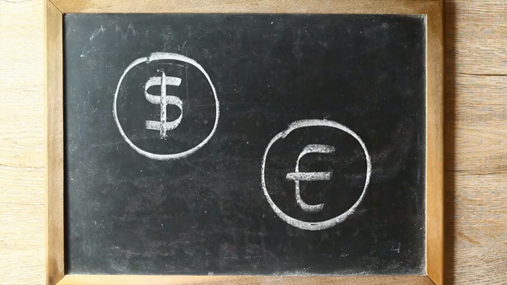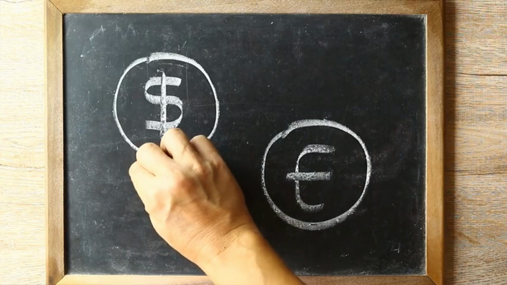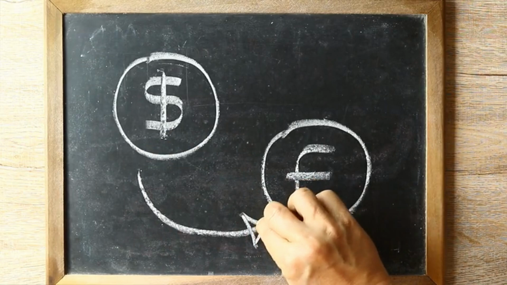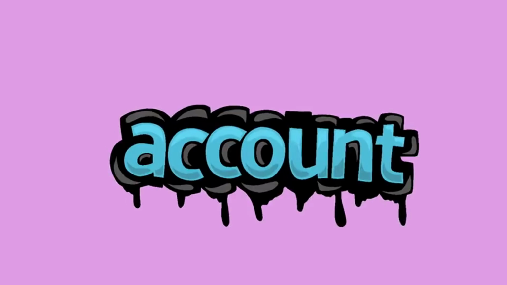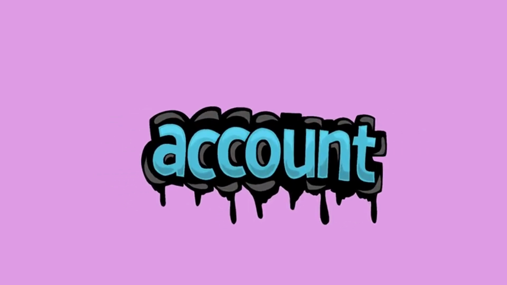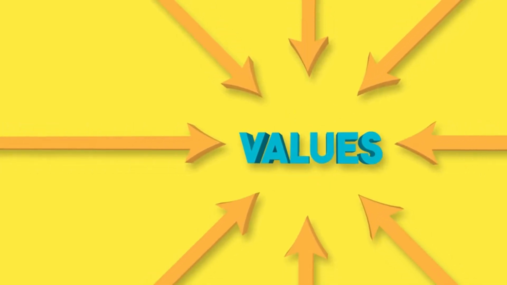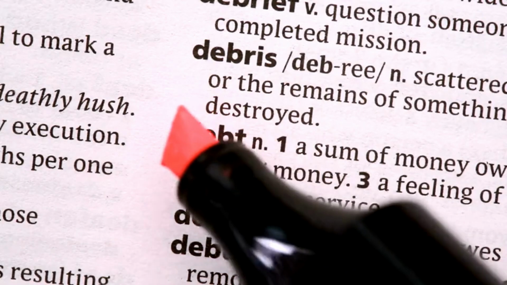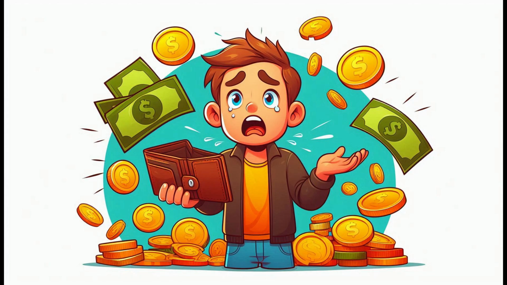To function in society, money must fulfill 4 core roles. 1. Medium of exchange. Buy and sell things with ease. 2. Unit of account. Measure value consistently. 3. Store of value. Retain purchasing power over time. 4. Standard of deferred payment. Settle debts reliably.